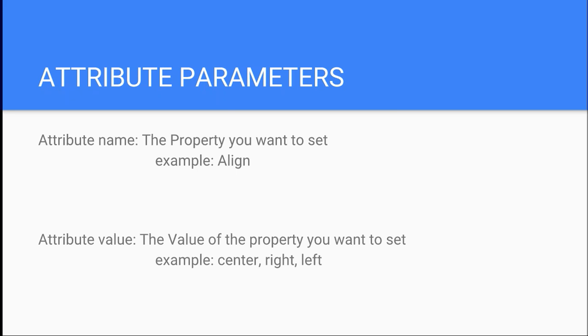For example, if you want to put that content in the center or right or left, that is a value. So an attribute is made up of two parts. The first one is an attribute name, and we'll assign some value to that name.